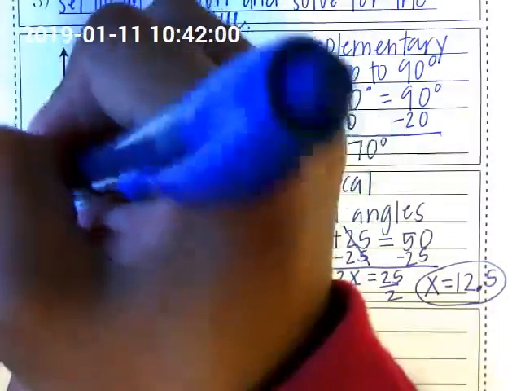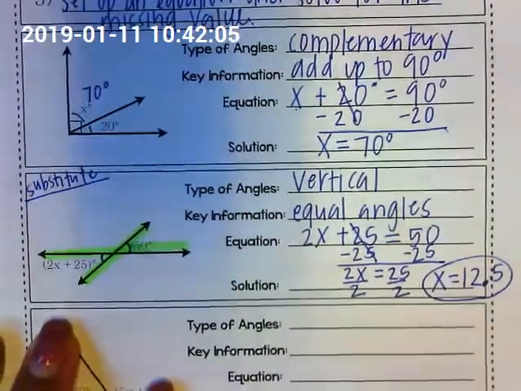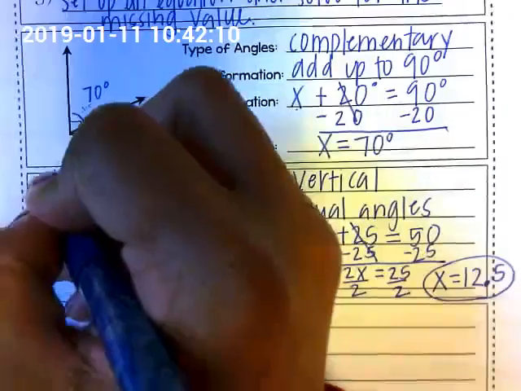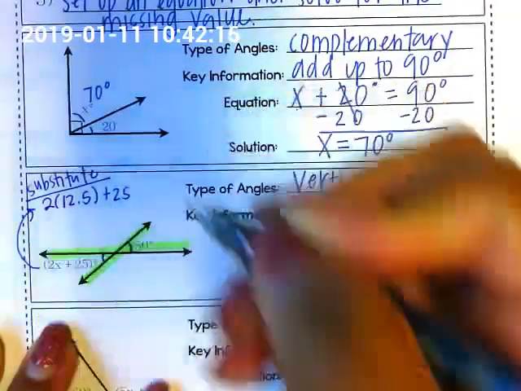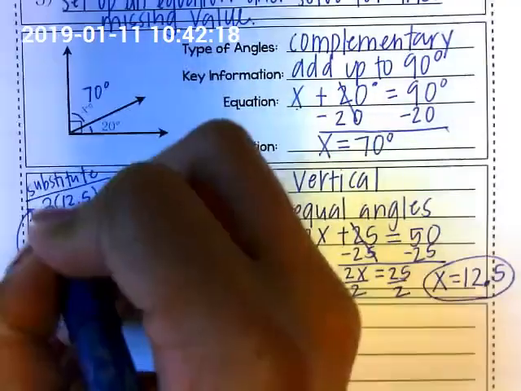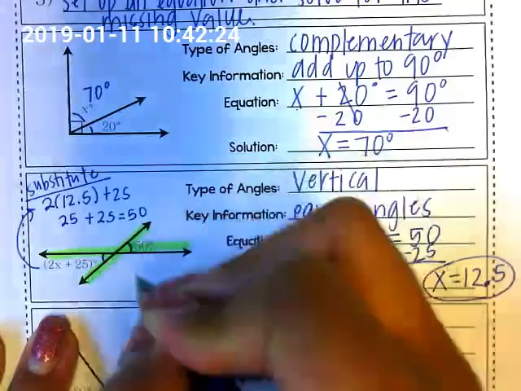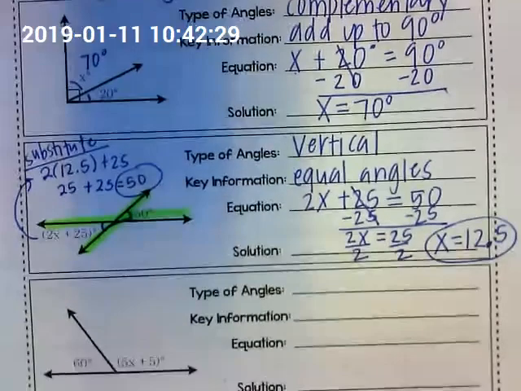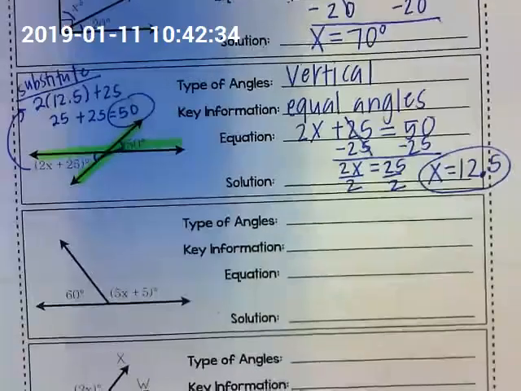So let's substitute to check our answer. So 2 times 12.5 plus 25. Well, we know 2 times 12.5 is 25, and 25 plus 25 is 50. And we know that these two angles are equal, so 50 would have to be the measure of the other angle. So that was just to check your answer.